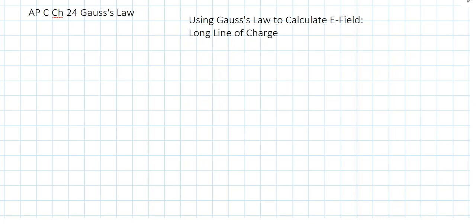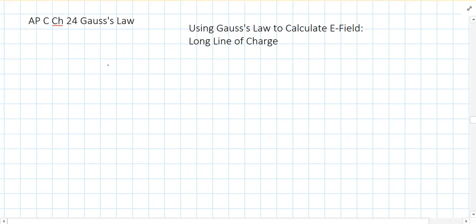Hey folks, I've got another example of using Gauss's law to calculate an electric field created by a charge distribution. This distribution is going to be a long line of charge. Imagine you had something like a wire or even a meter stick and you charged it up. So here's the wire, and I'll give it a little bit of a dimension.